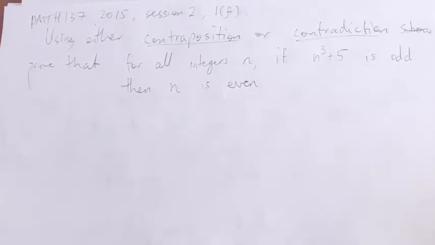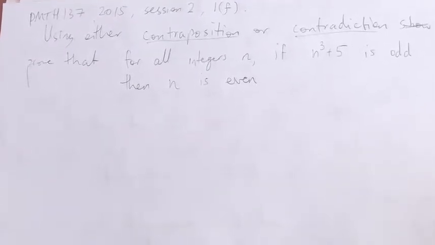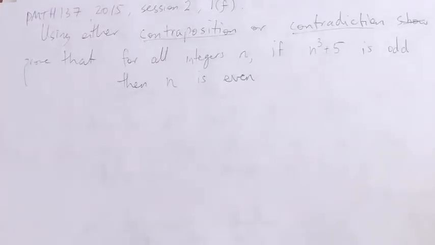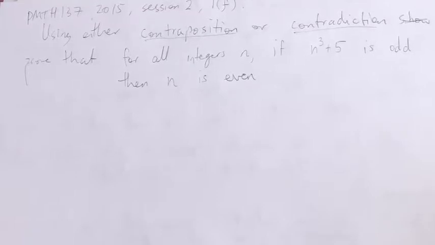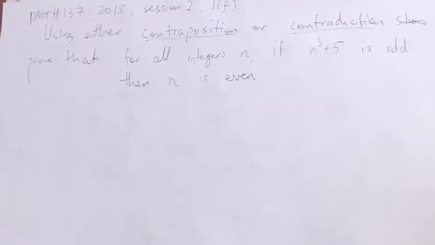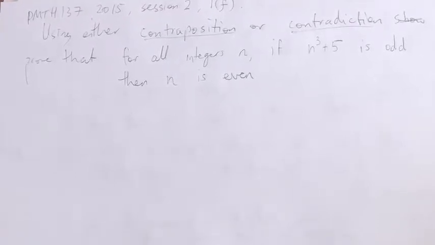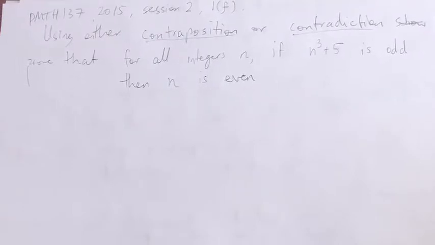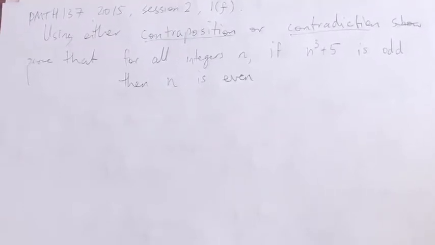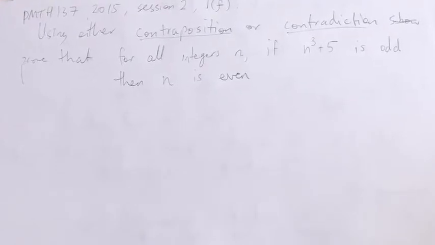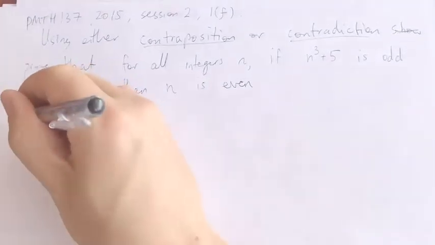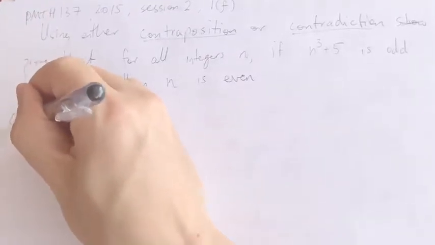So contraposition is taking the contrapositive of the statement and giving a direct proof of the contrapositive of the statement. And contradiction is assuming the statement's not true and then deriving a contradiction. Okay, so let's try a contraposition.